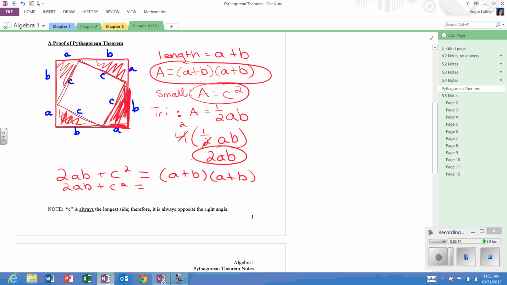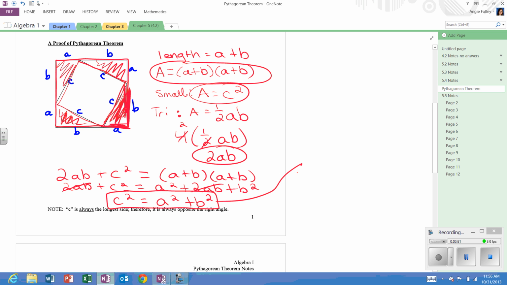You guys, we haven't done this yet, but this is called foiling, and we're going to get a squared plus 2ab plus b squared. And now we're going to combine like terms on both sides. If you notice, there's the same term on both sides, so those can cancel. And we're left with c squared equals a squared plus b squared. And that's what we said at the very beginning is what the Pythagorean theorem is equal to. The length of the hypotenuse squared is equal to the length of this other side of the triangle squared plus the other side of the triangle squared.